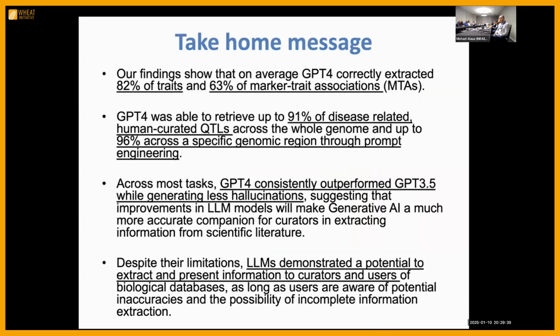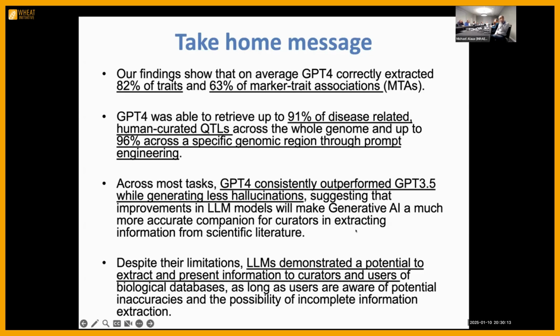So take-home messages: GPT-4 is definitely very powerful, and new GPTs will be much more powerful, I'm sure. GPT-4 was able to retrieve 91% of disease-related human-created QTLs. That's pretty impressive. It's not complete, so you cannot always get the whole picture, but perhaps for your application, 91% will be good enough. So that comes with a grain of salt.